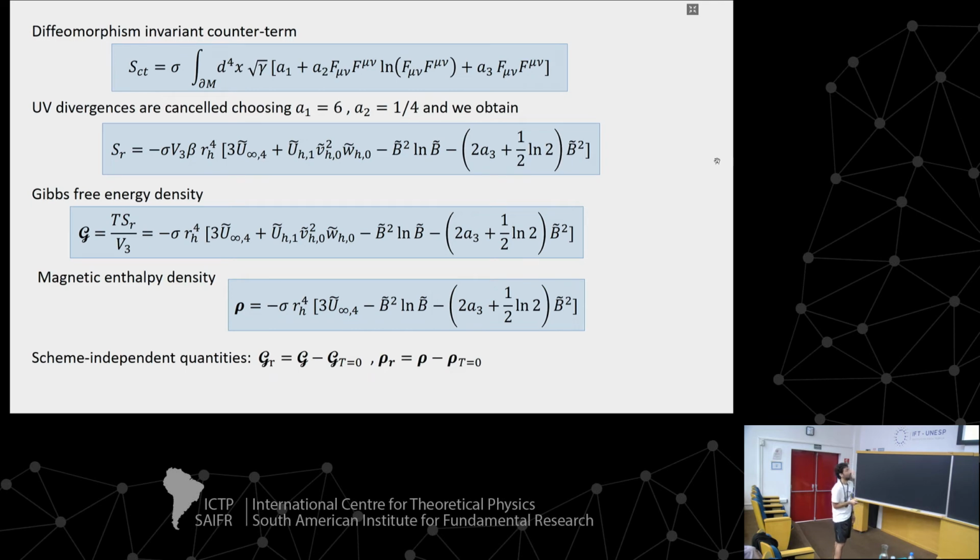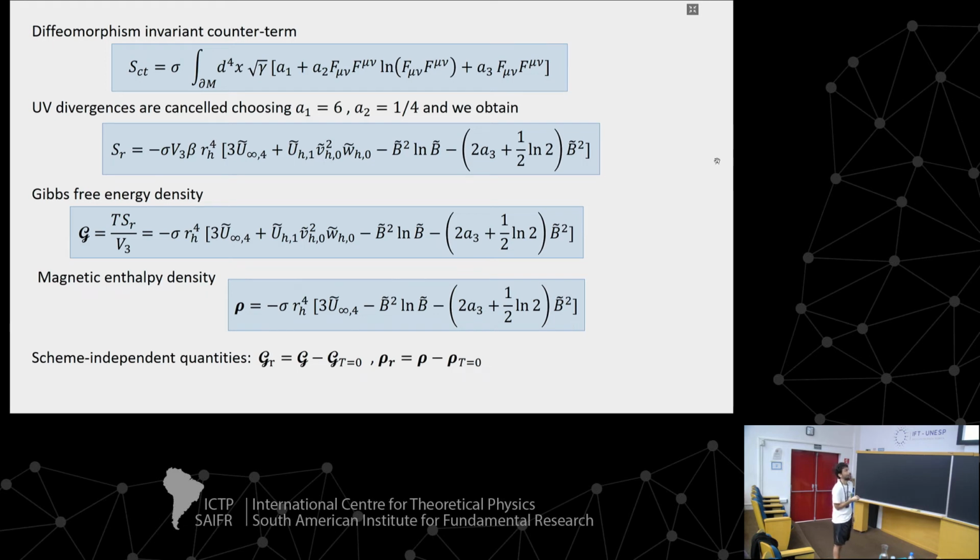So you renormalize this action by considering a covariant counterterm. If you consider a diffeomorphism-invariant counterterm, then you get this renormalized action. All the divergences are canceled, but there is still an ambiguity because of a finite counterterm.